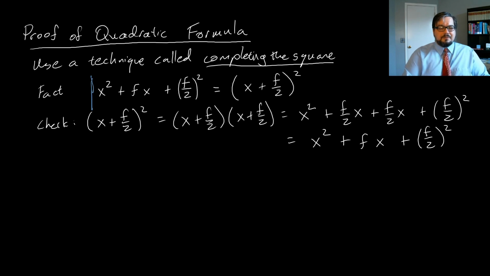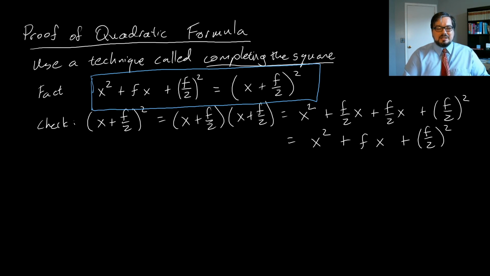So this fact is what we're going to use. If we ever have x squared plus some number times x plus half of that number squared, we can use this equation right here. And that's part of what we're going to use as we go and prove that the quadratic formula gives us what we want.